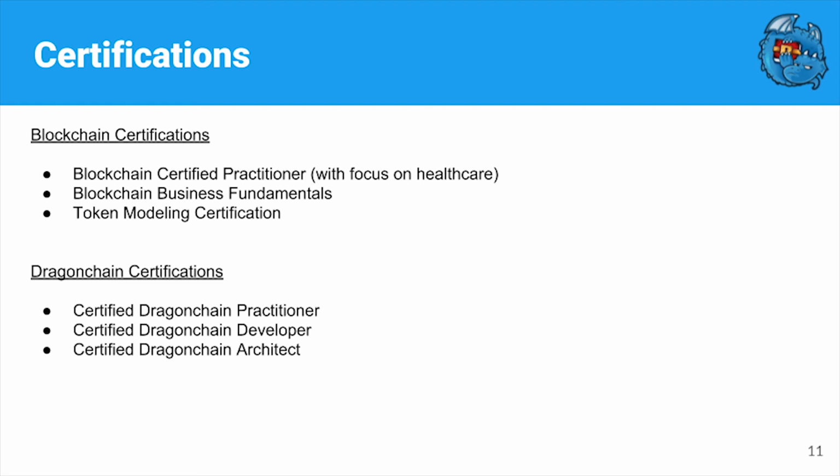So depending on that industry, we're going to look at healthcare, higher ed, finance, some of those industries first, and then work our way down. Then we're going to look at just basically business fundamentals and then a token modeling certification. For the Dragonchain certifications, we're going to have the Dragonchain certified practitioner. I need to change that. And then the Dragonchain developer and architect.